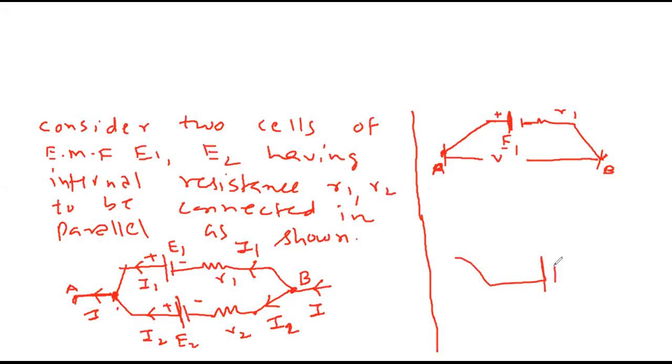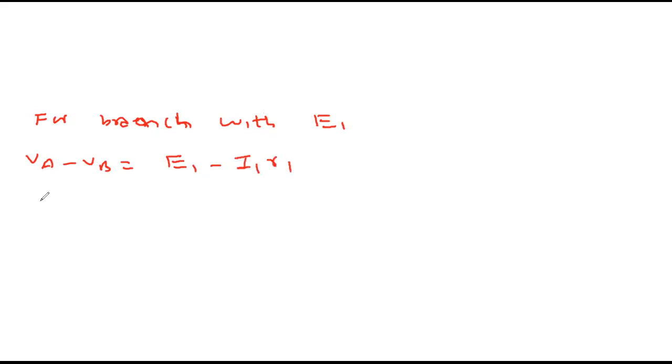Similarly, if I consider the lower branch with E2 and R2, now can you tell whose voltage is higher? For the branch with battery of EMF E1, VA minus VB, can I say the battery is supplying the current, so E1 minus I1 R1 will be the potential drop.